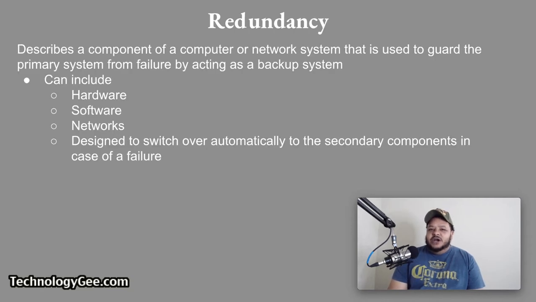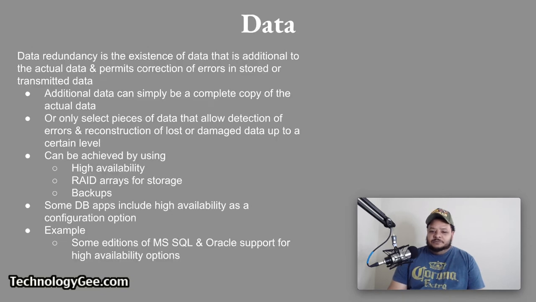Redundancy. A fully redundant system describes a component of a computer or network system that is used to guard the primary system from failure by acting as a backup system. Redundant components can include hardware, software, and networks, which are designed to switch over automatically to the secondary components in case of a failure. So here are a few examples of how redundancy can be achieved.